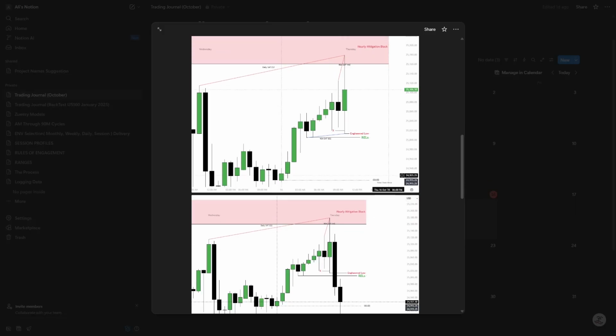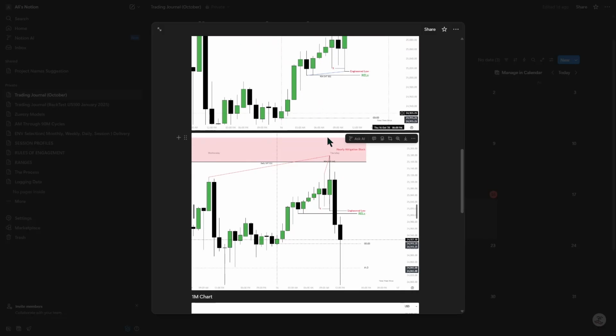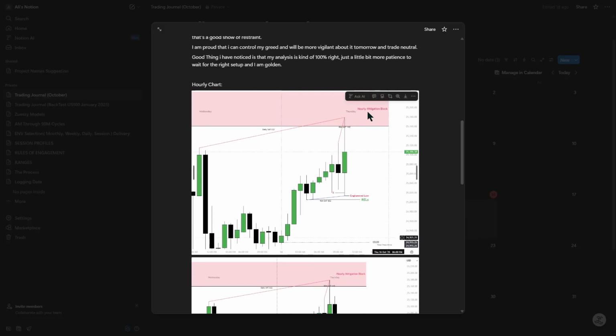So the only thing that I have to improve on is when to enter the setup and when to wait for the right setup. On the hourly chart, as you can see, we have this hourly mitigation block, where I was anticipating a reversal, but I could have seen a reversal here as well, because we were already in an hourly fair value gap.